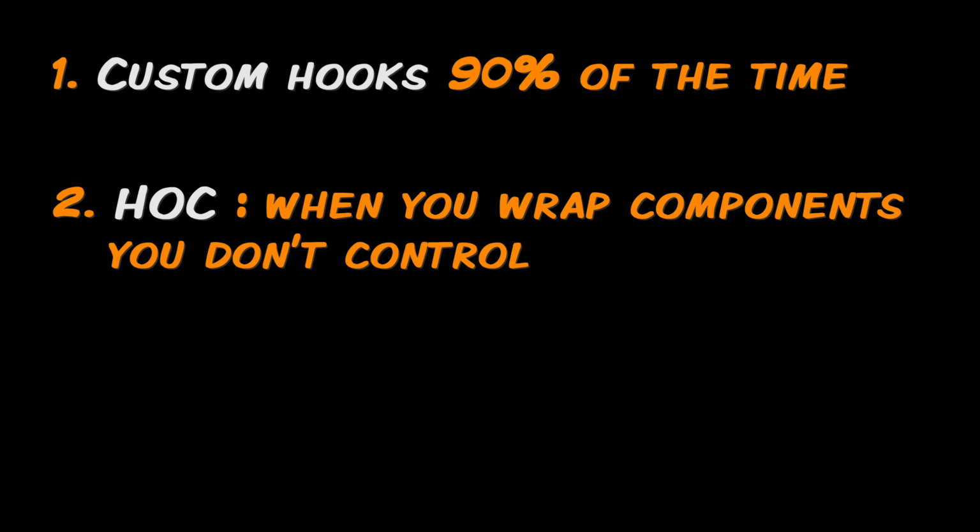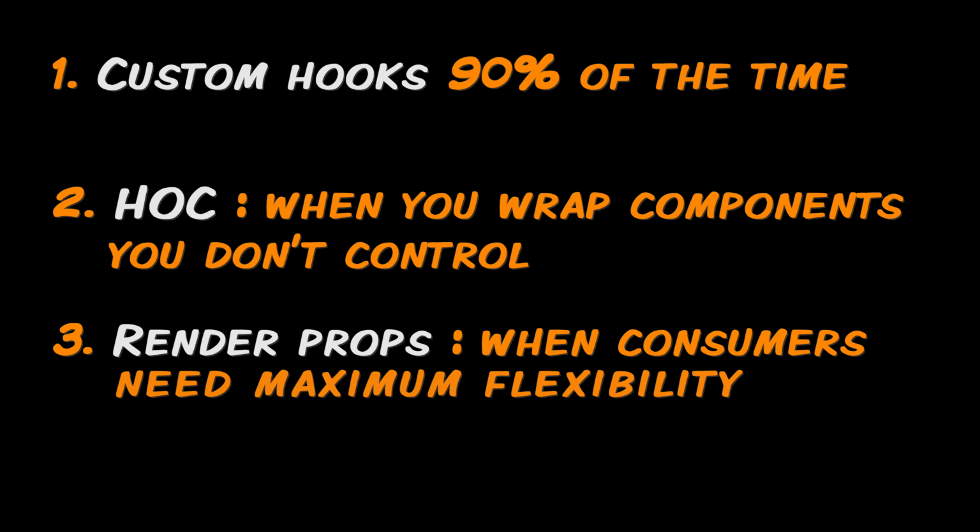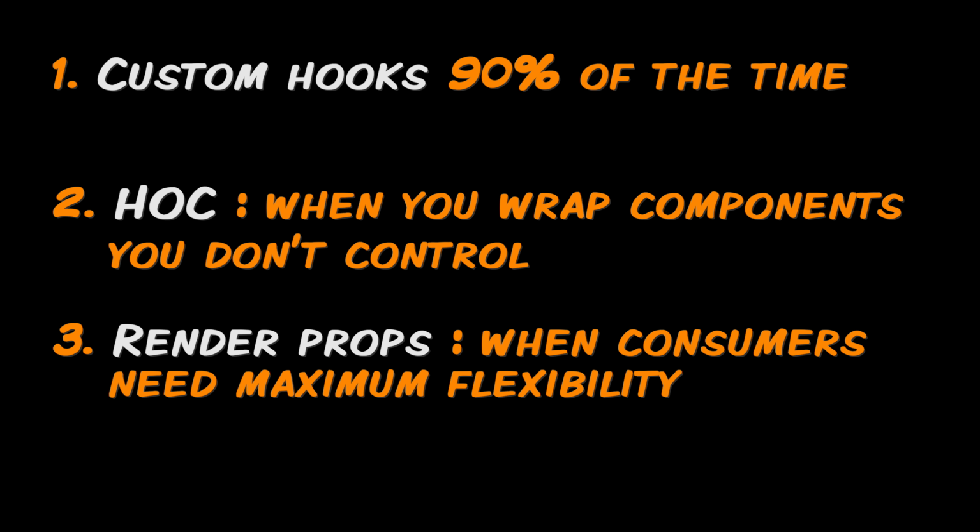And in case if you're wondering when you need to use custom hooks, high-order components and render props, in 90% of the cases you should use just custom hooks. High-order components are really nice when you're wrapping something that you don't control, for example third-party libraries, and render props when your consumer needs maximum flexibility in rendering.